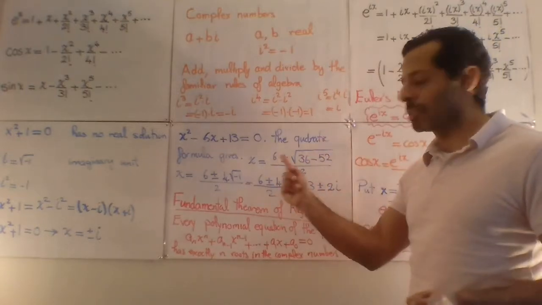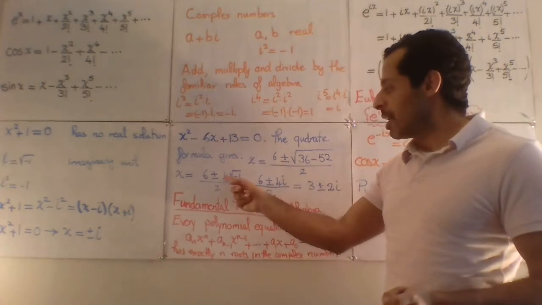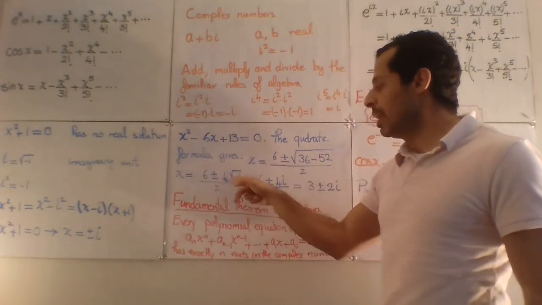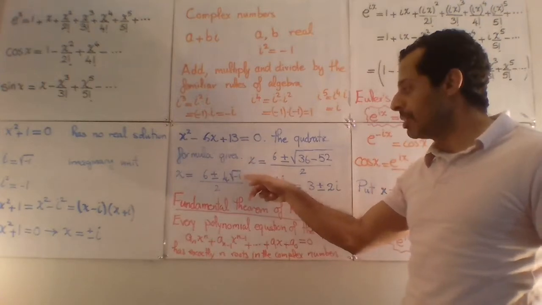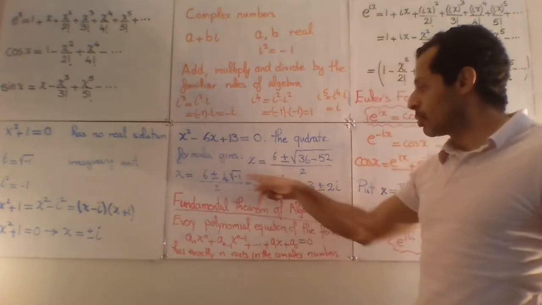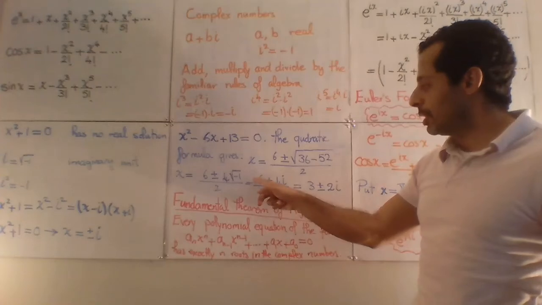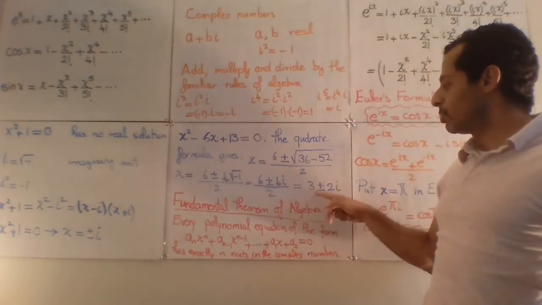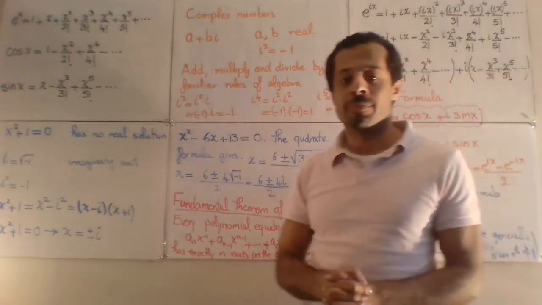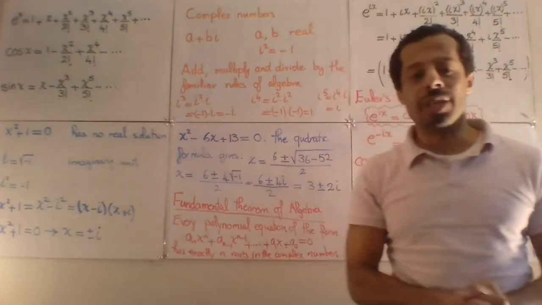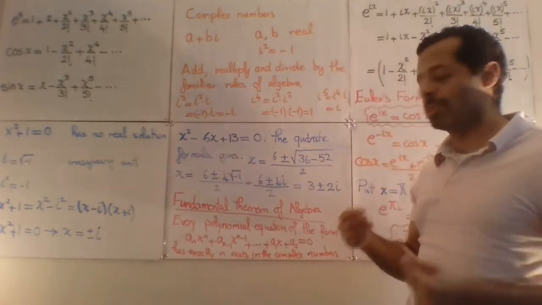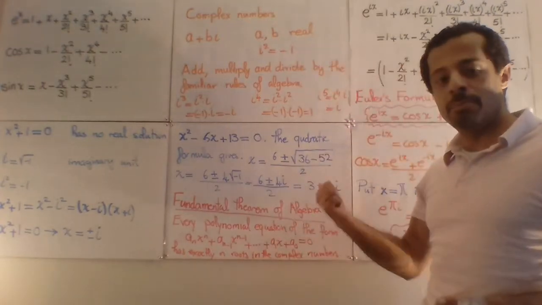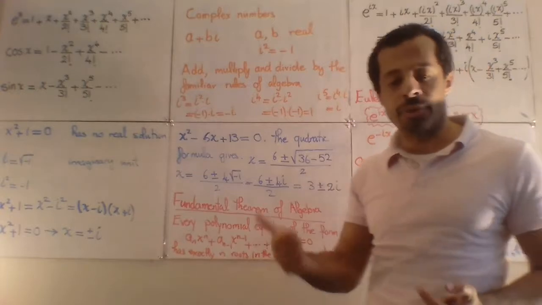by taking the square root of 16 as 4 and rewriting this as x equals 6 plus or minus 4 times the square root of negative 1, over 2. The square root of negative 1 is I, so we get 6 plus or minus 4i over 2, which simplifies to 3 plus or minus 2i. So this equation, which didn't have real solutions, has two complex solutions, two complex roots: x equals 3 plus 2i and x equals 3 minus 2i.